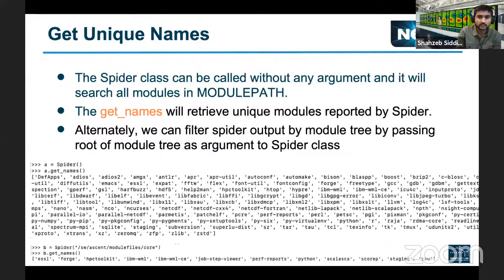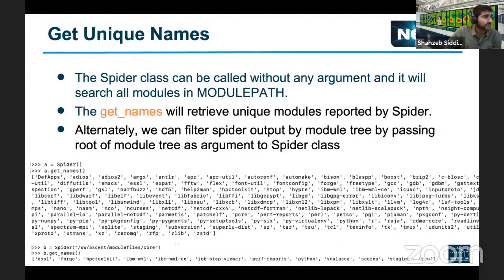To get started, you just invoke the Spider class. You don't have to specify any arguments, and it will just search all the modules in the current module path. You can use get names, which is a method in the Spider class, and that will show you all the unique software names, or basically unique module records that Spider finds.